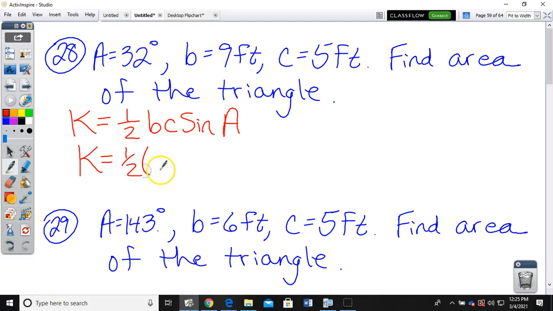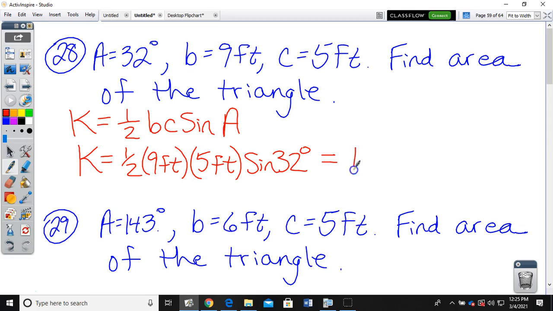What is B? 9 feet. C is 5 feet. And the sine of A is 32 degrees. Put all that in your calculator, and it should tell you that that is 11.9 square feet. Okay? Any questions? Very good.